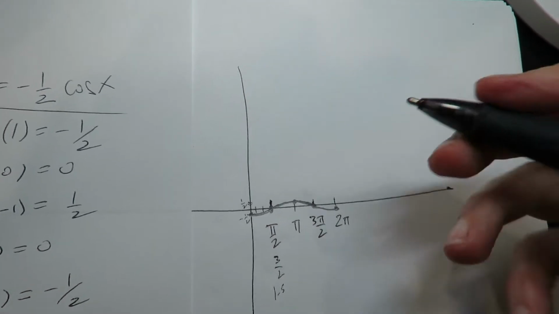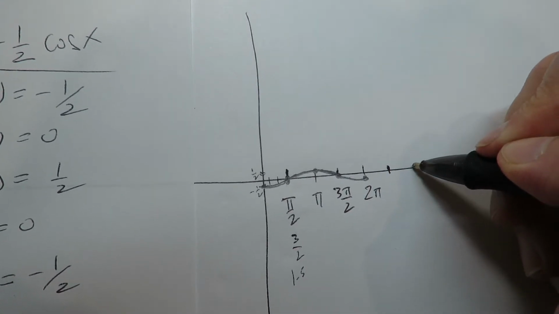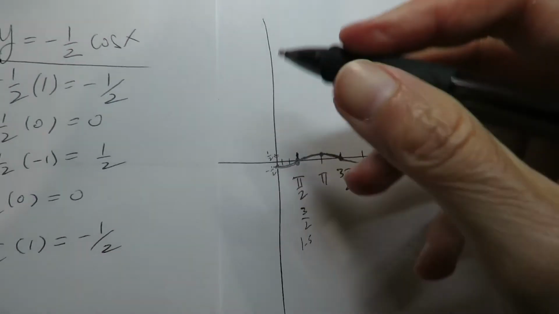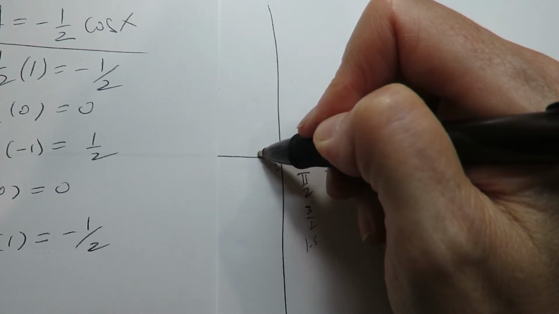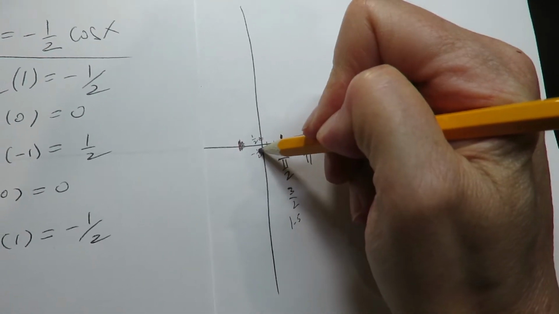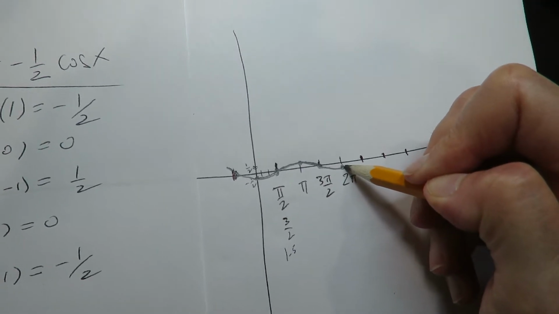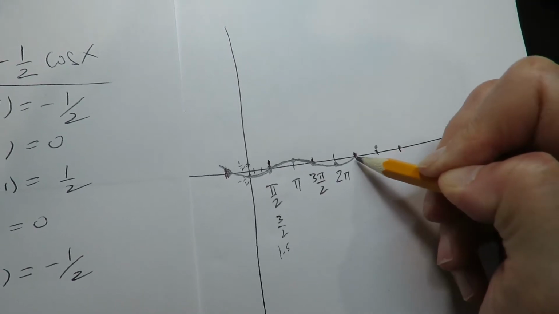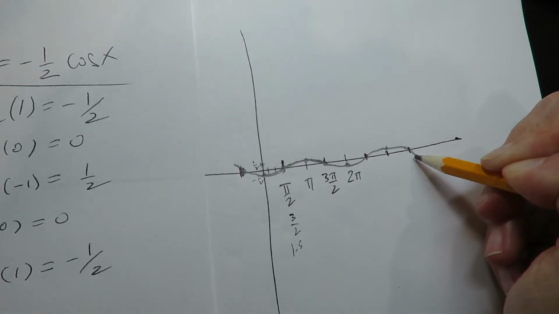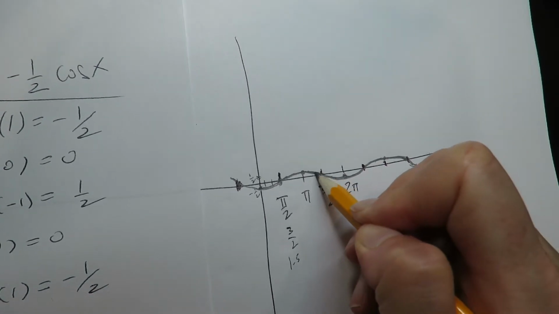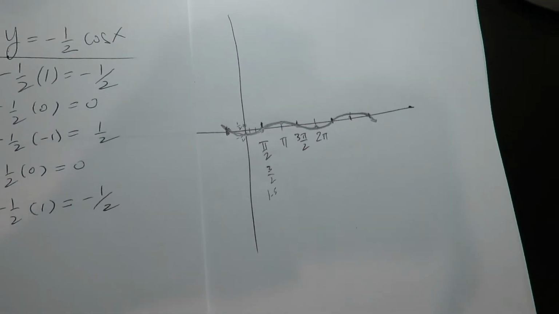Now remember, you want to stretch this out so you have enough of it for the next picture. It doesn't matter which way. I can stretch it a little bit this way. So this guy would be here, going that way. Then you just repeat the pattern: middle, up, middle. All right, now that is the cosine.